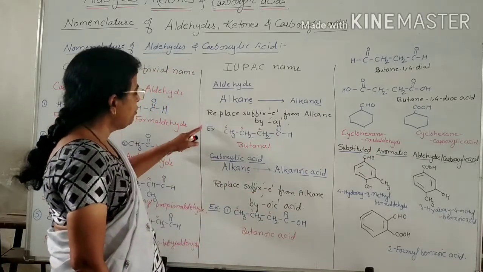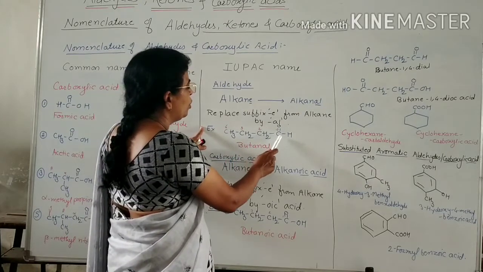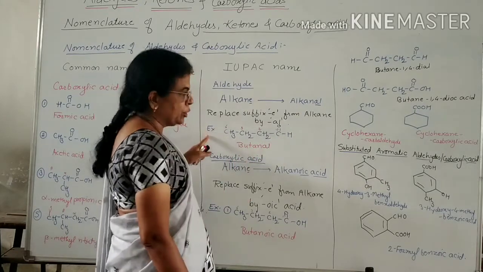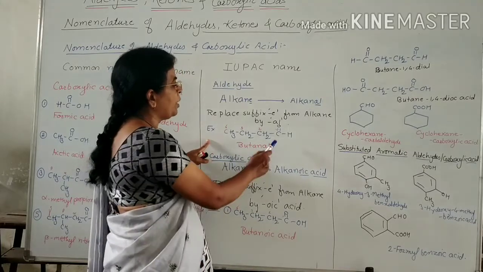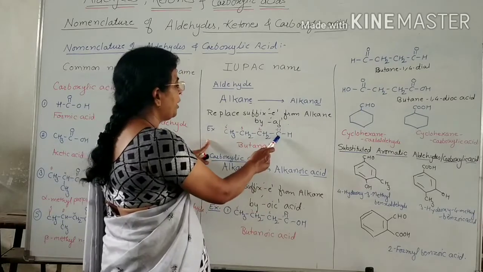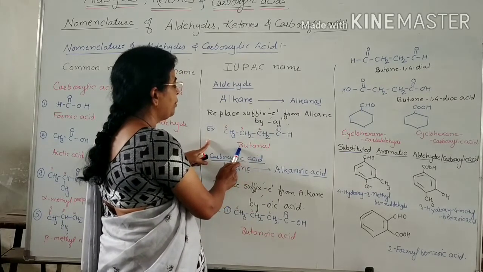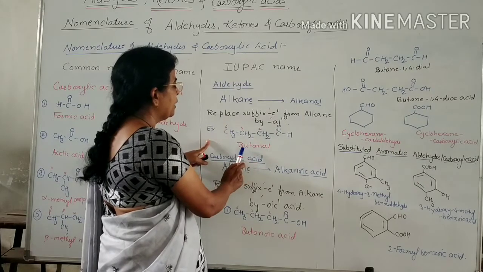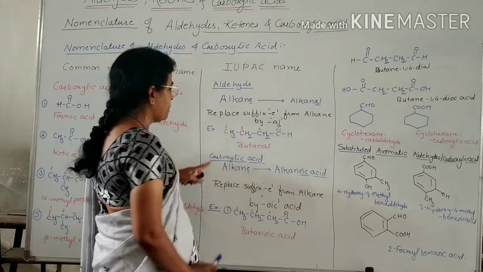Now we are going to see example. Now this is CH3, CH2, CH2, CHO. Now there are 4 carbon atoms, but give numbering from the end which is nearer to the functional group. Therefore parent alkane is butane. Replace suffix E from butane by AL, it becomes butanal.